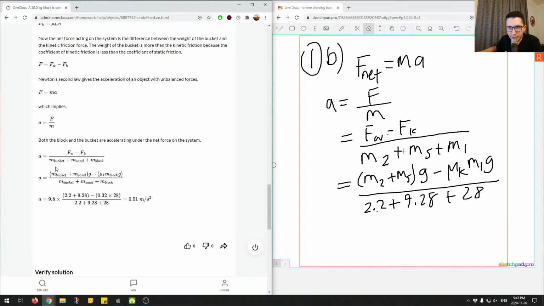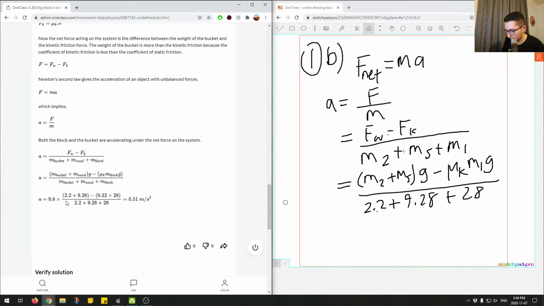So really, at this point, when you get to this equation right here, you've done most of the work. The remaining steps are just plugging in the values that are given and what each variable represents. So here we know that Fk is the force of kinetic friction is this, Fw is this, and then here we just have to plug in all the values. I won't write this out, but I'll just verify that this is the right way. So 2.2 is M2, yep, 9.28, and then M1 is 28, and then they have the 9.8 at the beginning.